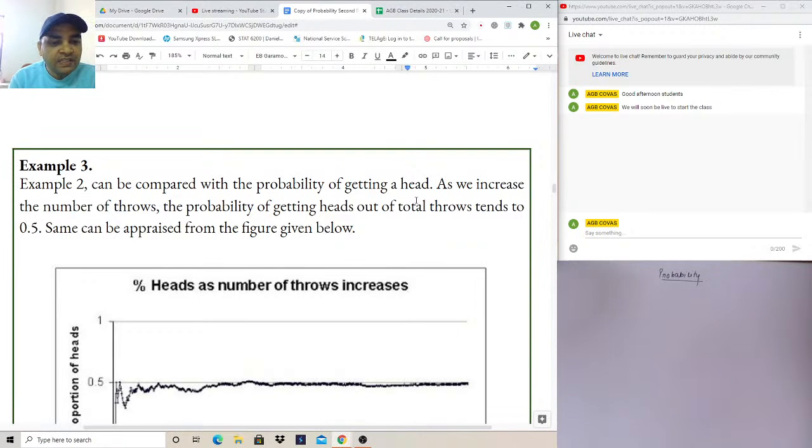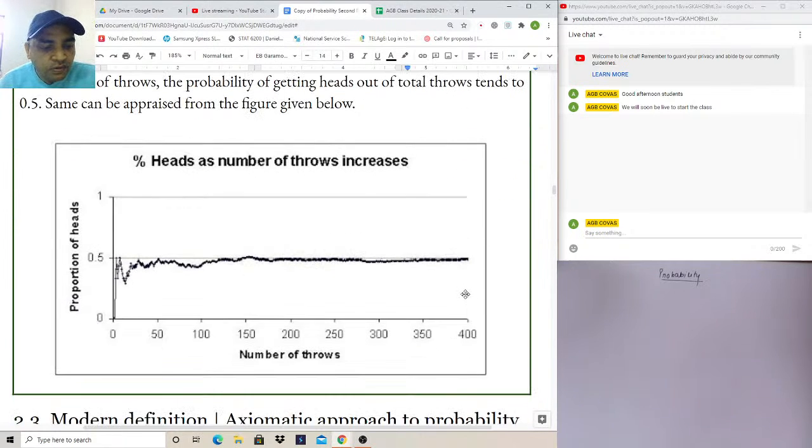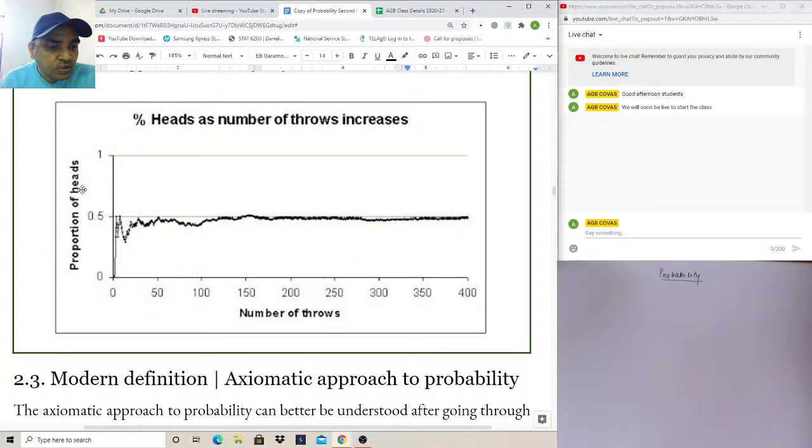The same can be appraised from the figure given below. If you see this figure, these are the proportions of heads. Let's say, for example, it was 0 initially, then it increases, decreases, increases, decreases like this, and finally it gets stabilized at a 0.5 value. So what it tells us is that when we increase the number of trials, the actual frequency of occurrence of that phenomenon can be obtained, and this is nothing but the statistical definition, or the relative frequency definition, of probability.